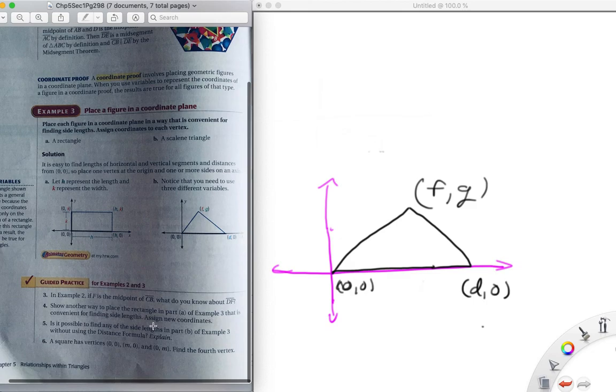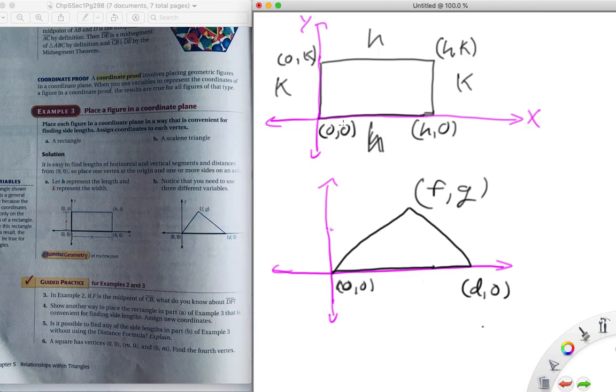Show another way you could place the rectangle, part E and part 3. That is convenient. They're asking you to rearrange this another way. You can just rearrange it in any way that's going to help you find your variables to help you do math. So we'll talk about that in a second.